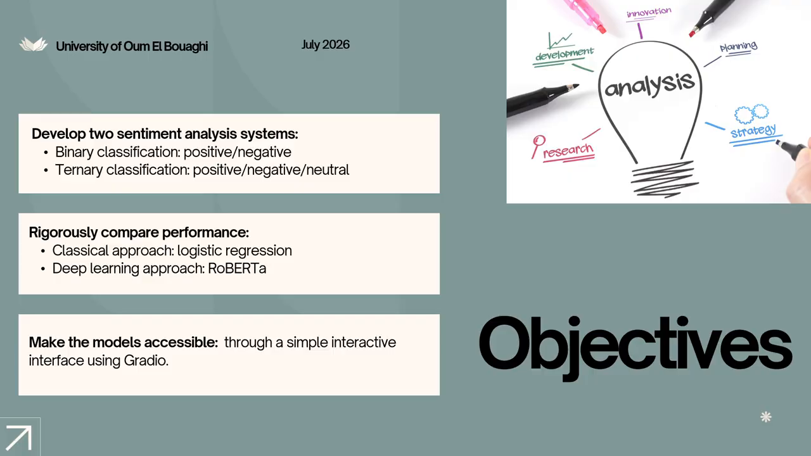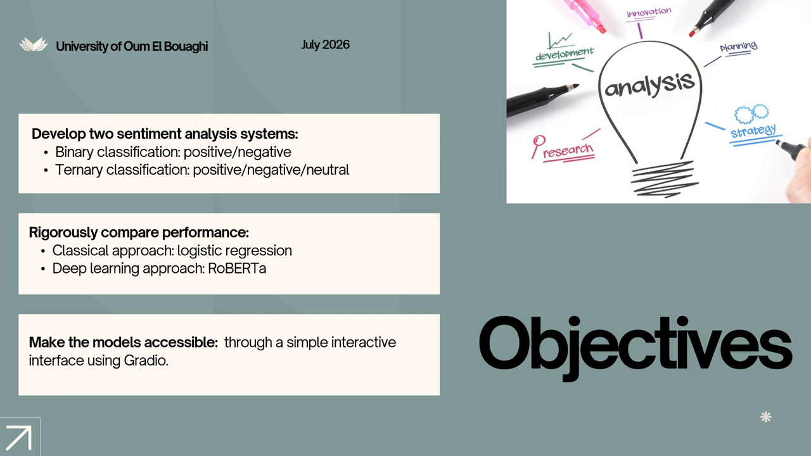Coming now to the objectives. So in our paper, we have three main objectives we want to talk about. First is to develop two sentiment analysis systems. The first one is binary classification that contains only the classes positive and negative. And the second system has three classes: positive, negative, plus neutral.